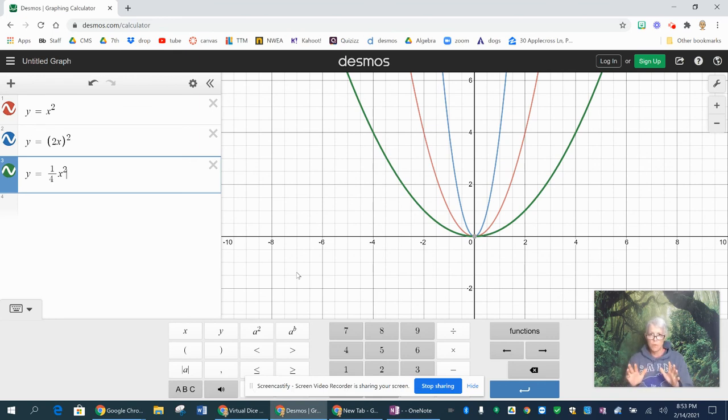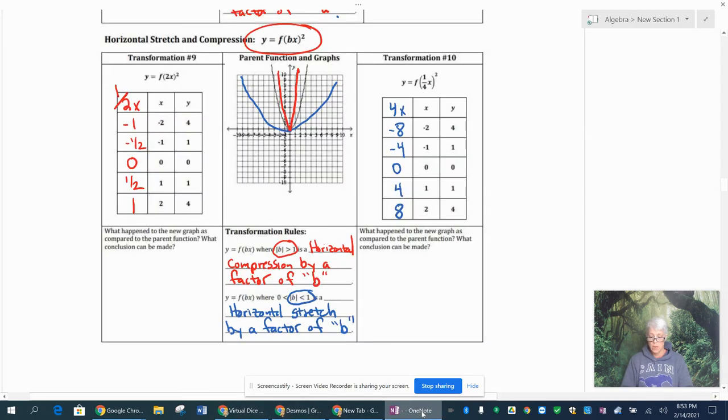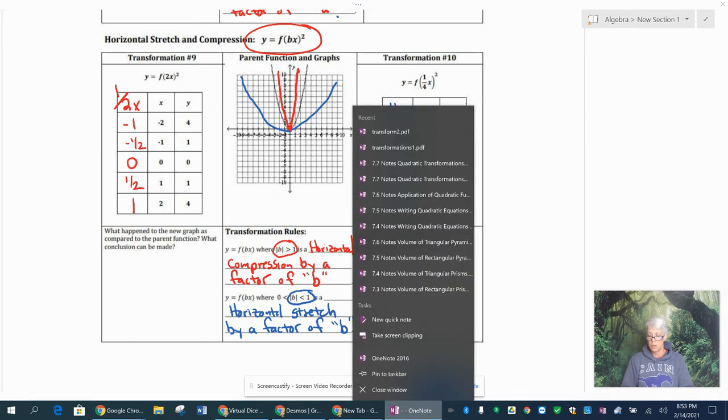You will have to remember words like compression, stretch, reflection, translation. So just remember that that will be your responsibility. But as far as what it does to the parabola, you can always just type it in. Super cool. So with that, I think I am done.